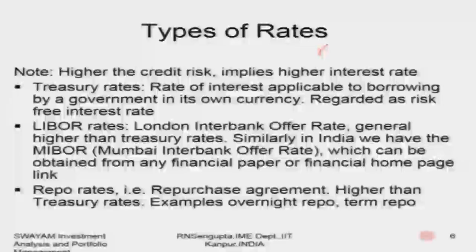Rather than going into the details, we will stick to the general definitions of MIBID, MIBOR, repo rates, and treasury rates, and the main emphasis, as I said, would be the treasury rates, the risk-free interest rate, which we will denote by either R suffix F, where R means the interest rate, or capital R suffix F. The F suffix is the risk-free interest rate, and small r and capital R are the interest rate based on which we have done the calculations for the portfolio analysis.